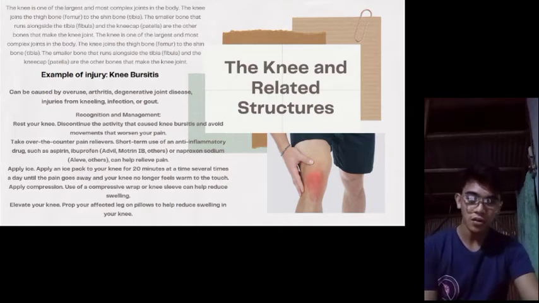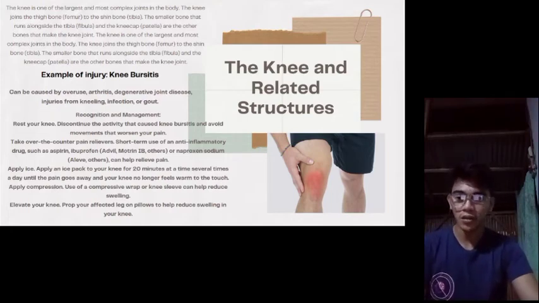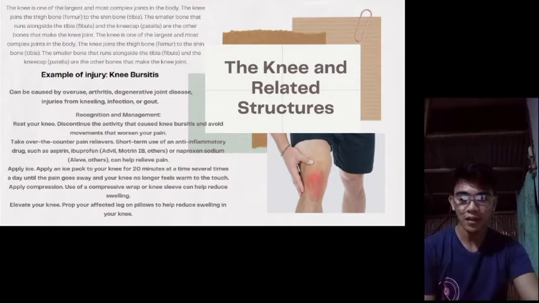Apply an ice pack to your knee for 20 minutes at a time several times a day until the pain goes away and your knee no longer feels warm to the touch. Apply compression. Use of a compressive wrap or knee sleeve can help reduce swelling. Elevate your knee. Prop your affected leg on pillows to help reduce swelling in your knee.